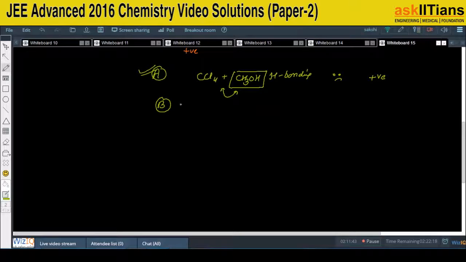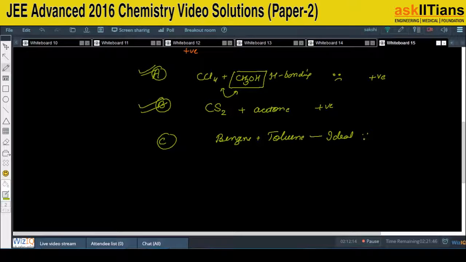Coming over to option number B, this is carbon disulfide and acetone. Mixing a polar and a non-polar liquid will produce a solution of weaker interactions, leading to positive deviation. Here I am mixing one polar substance and another non-polar substance, so this is also a positive deviation. The third says benzene and toluene. Benzene and toluene, you must have studied in very previous classes, is an example of an ideal solution, so this will not be the answer.